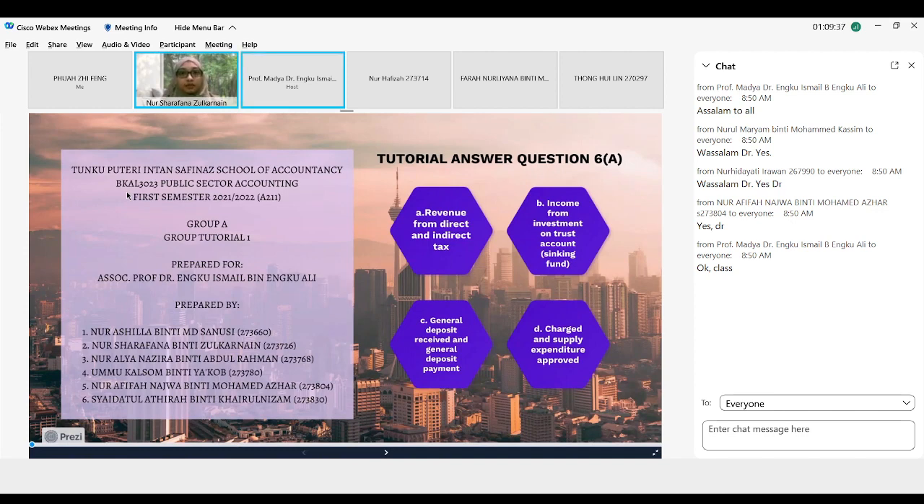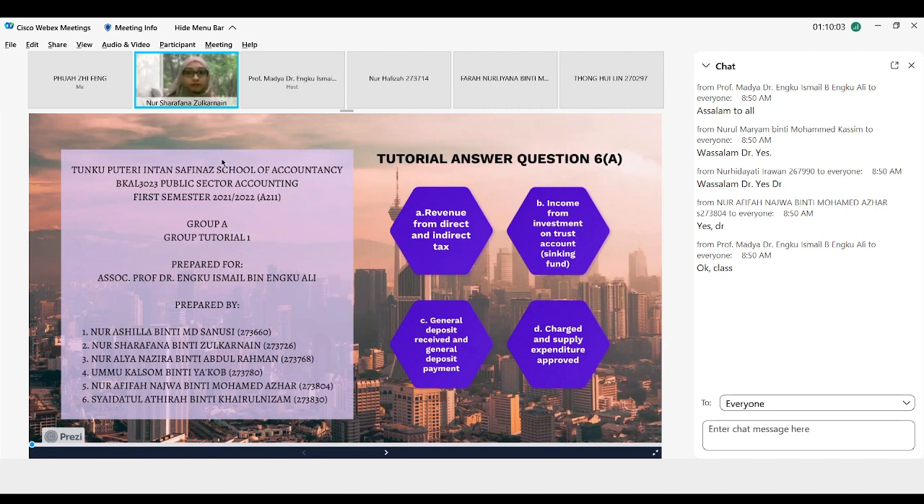Okay, so I'm Nur Sharafana Zulkarnain and the other 3 group members. We will present you the answer for the first 4 transactions of question 6. Question 6 requires us to provide a relevant example for each of the transactions with the Malaysian Federal Government Consolidated Fund, describe the meaning and also state the accounting treatment under the modified cash basis accounting for each of the transactions.